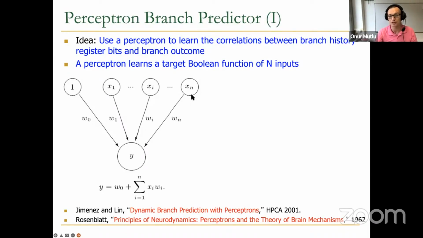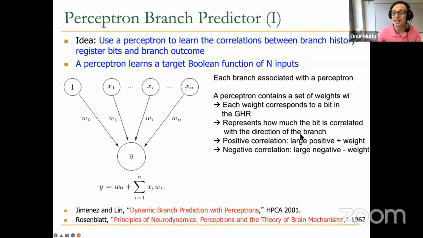These are n inputs over here, you can see, and then there's a bias. And each input is a bit in the branch history register. Okay, so let's take a look at this, basically. Each branch is associated with a perceptron when you implement it. And this is the paper that introduced the idea of dynamic branch prediction with perceptrons. It's a seminal paper also.